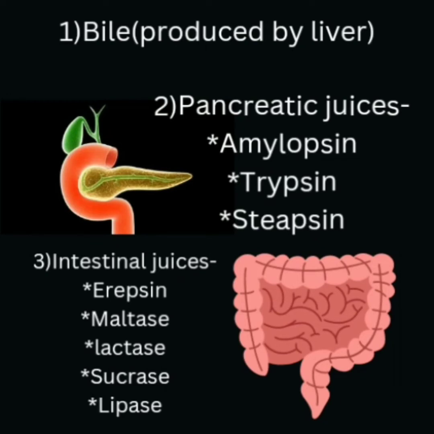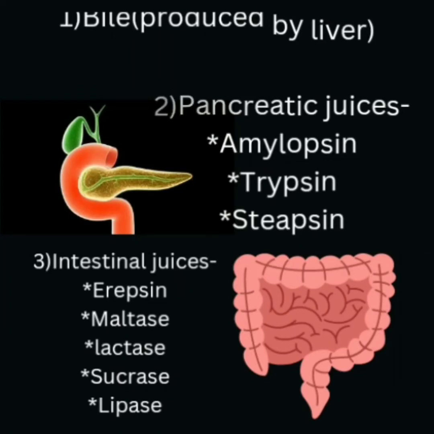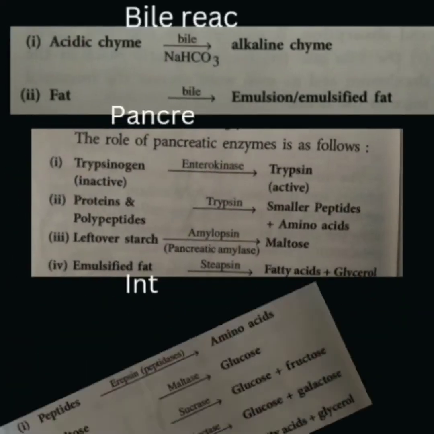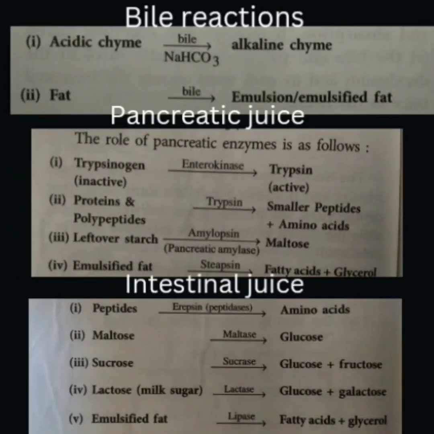The pancreatic juices, that is the amylopsin, trypsin, and steapsin. Next come the intestinal juices, which also help in the final digestion. Now, these are the following reactions taking place in the small intestine. Bile helps in the emulsification of fat.